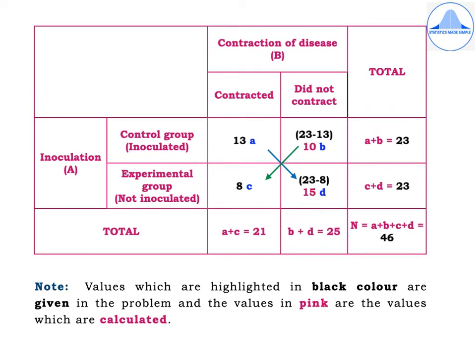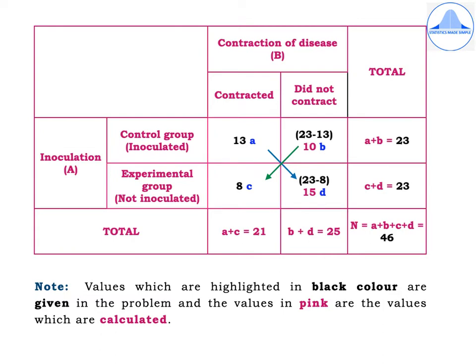We will now form the 2 by 2 contingency table. So the first attribute A is inoculation, and inoculation, we know that you have persons who are inoculated and persons who are not inoculated. And from the information which is given to us in the problem, the control group is inoculated whereas the experimental group is not inoculated. The other attribute is contraction of disease, which is denoted by B, and you have persons who have contracted the disease and you have persons who did not contract the disease.